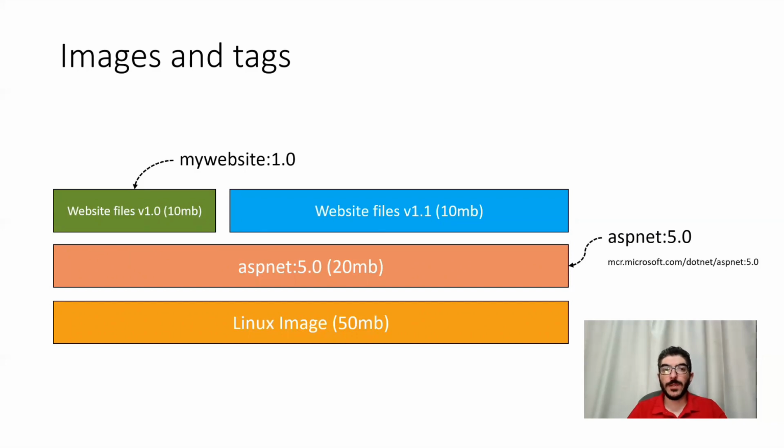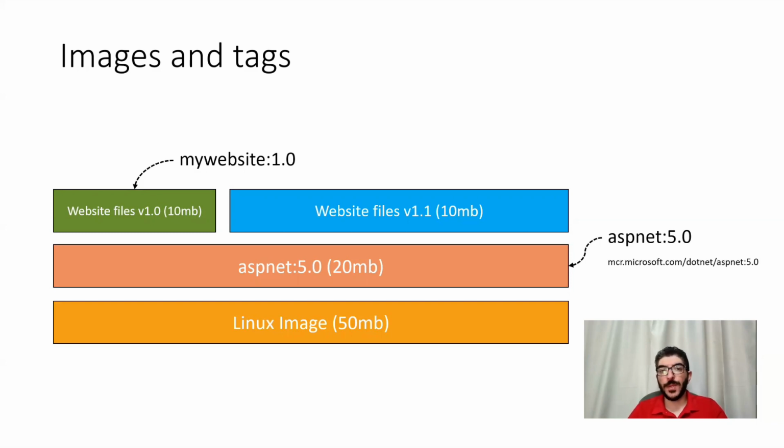And then I'll create a new layer. I'll copy the files of my website into this image. And then I'll tell Docker, please create a new image and call it my website. And I'll give it the tag 1.0. In this case, we created an image. A tag is a pointer that points to this image. And that's it. Now we have an image that I can start containers out of.